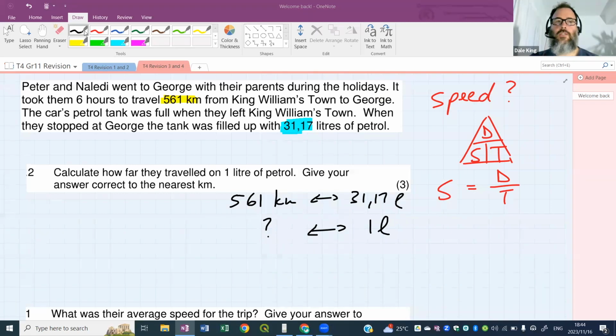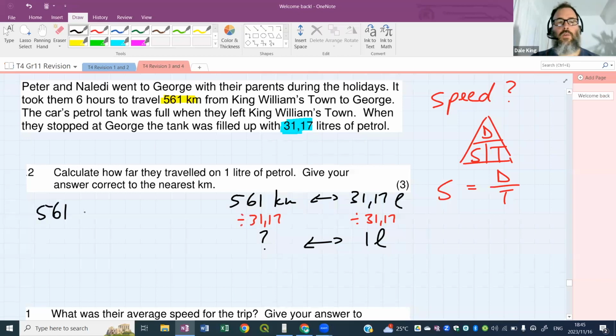All right, good. The answers are coming through now. Very good, well done. Even though you guys are tired and you're not in the mood, you're still putting in the effort. Looking at this little sketch I've drawn, to get 561 kilometers you need to put in 31.17 liters. So how many kilometers for 1 liter? What do we do to this 31.17 to get it to 1? We can divide by 31.17, but we must also do that on this side.